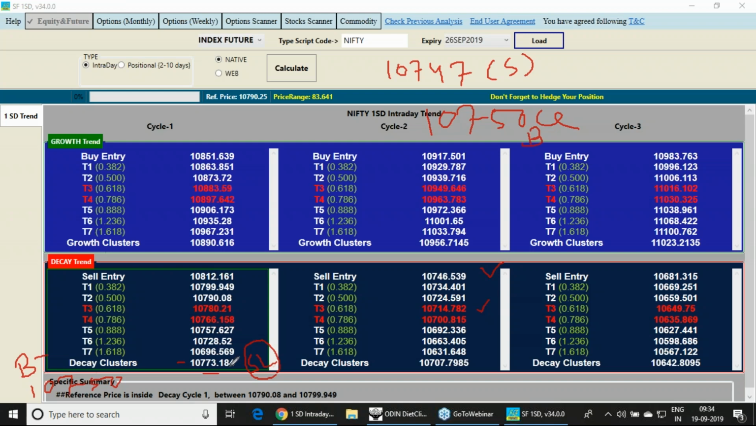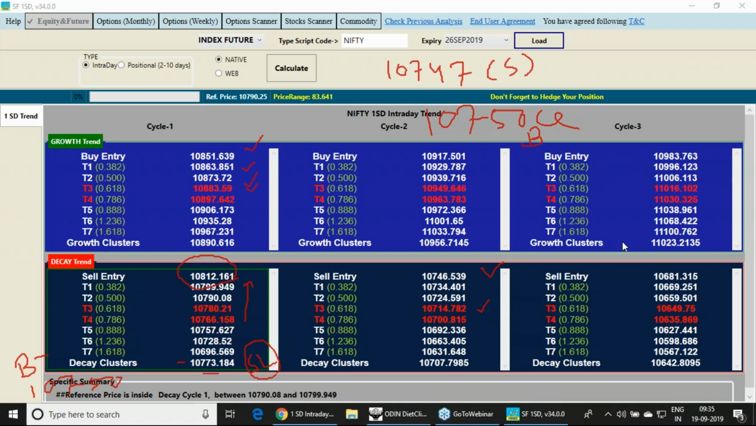Very, very important. My first target in this reversal will be 10,812, because I am reversing. So once the price becomes critical, you need to follow this. So 812. Next target will be 851, and the very next will be 863, 873, 883. So this is the logic you can follow.